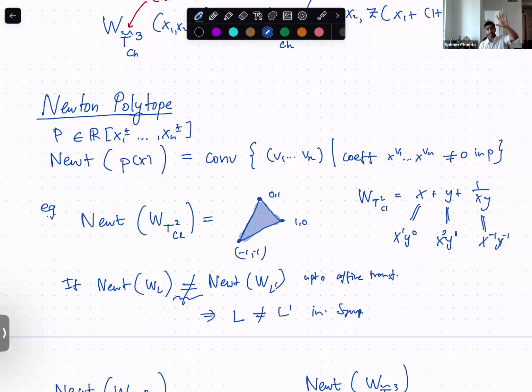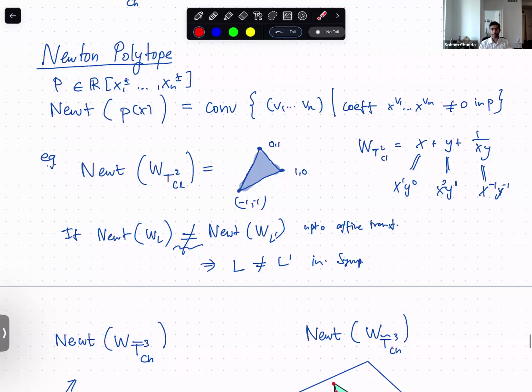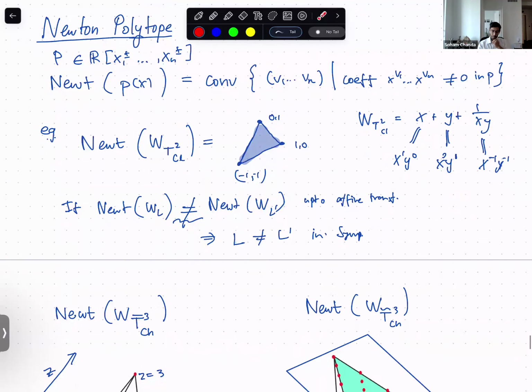Of course you can change basis and then two polytopes will look different, but let's say you do not change basis. So up to GL(n, Z) transformations, if two polytopes look different, their Lagrangians will also be different. So I will use this strategy to show these lifts are different.